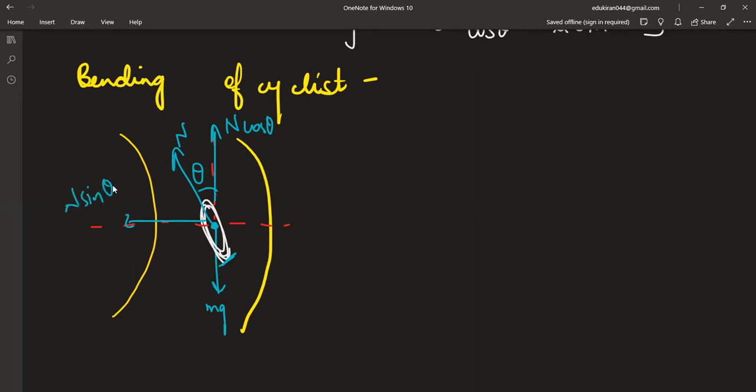Now you know which force is providing the necessary centripetal force. Yes, Abdul, out of all the forces, n cos theta, n sine theta, mg. I've resolved n also, so n is no more. Instead of n, we have n cos theta and n sine theta and mg. Out of these three forces, Abdul, you tell me which is providing centripetal force? Khadija?